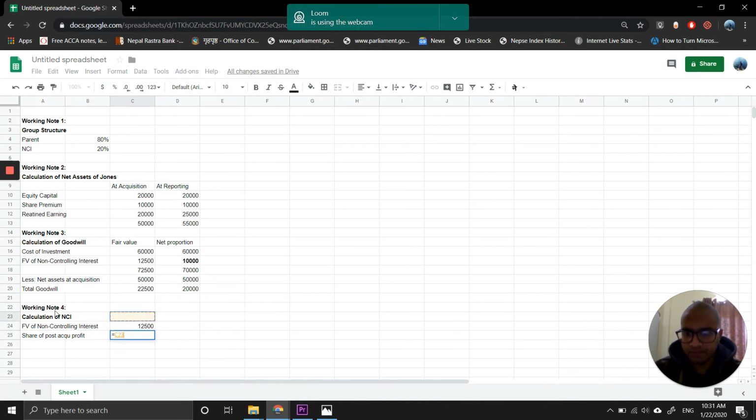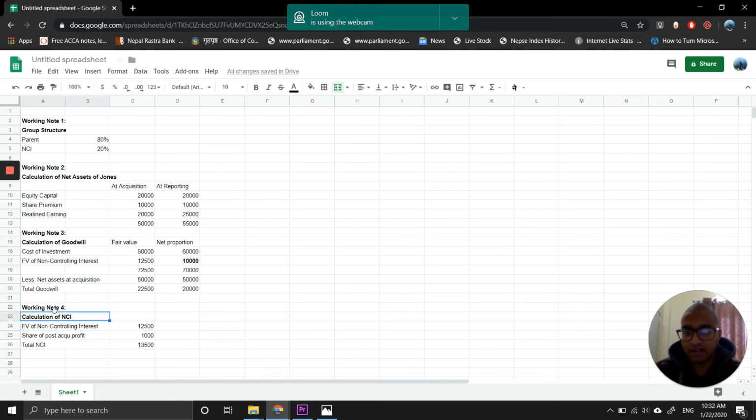So this would be this minus this, into its shareholdings. Total NCI would then be this figure plus this figure. Okay, so that's your total NCI.